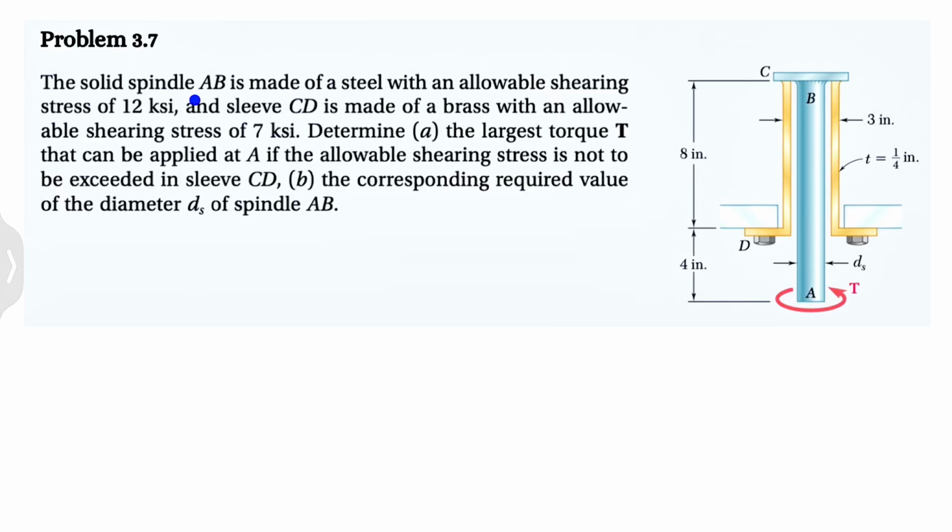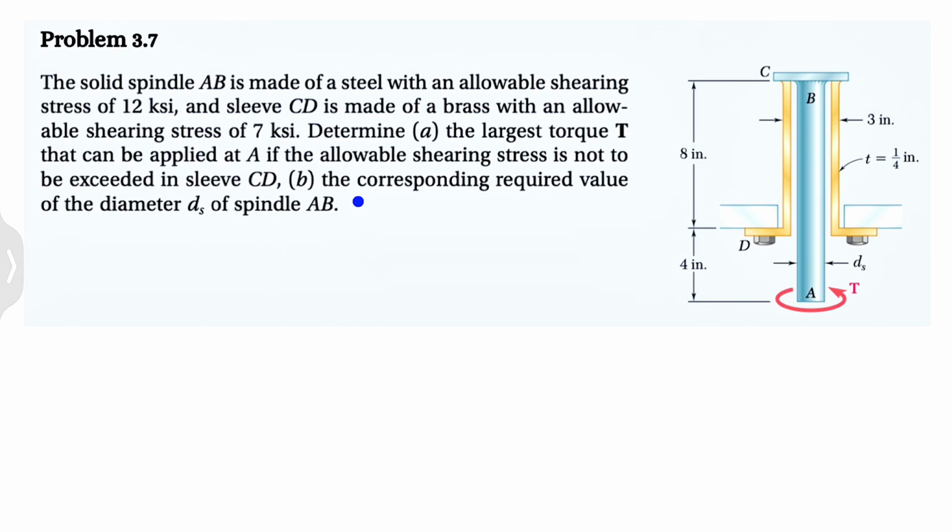Alright guys, we have another question from the third chapter of Mechanics of Materials by Johnston. We have this solid spindle AB that is made of steel, and the allowable shearing stress for the steel is 12 ksi. We have a sleeve CD around it which is made of brass, so a different material, and the allowable shearing stress for that one is 7 ksi. We need to determine the largest torque T that can be applied at A if the allowable shearing stress is not to be exceeded in the sleeve CD. So that's the A part of the question.